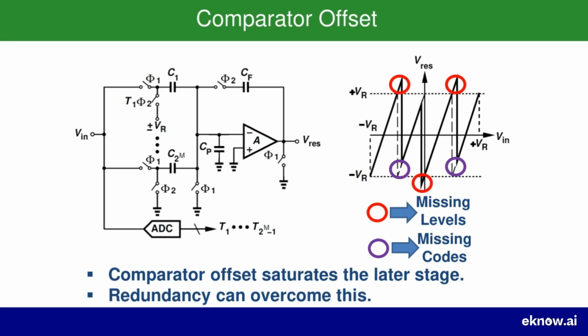So, it sounds like comparator offset can be a fatal flaw. But fortunately, there's a very clever way to fix this. As the slide says, redundancy can overcome this. We can design our ADC stages to have some extra room, some tolerance, so that even if the residue voltage is a little bit off, it doesn't saturate the next stage. We'll explore exactly how this redundancy works next.